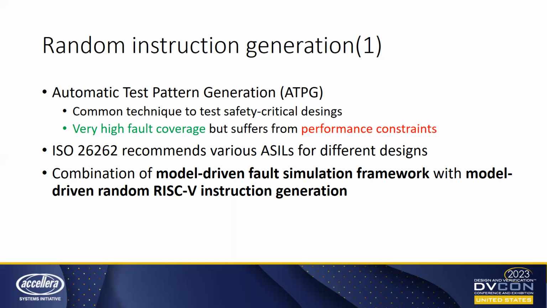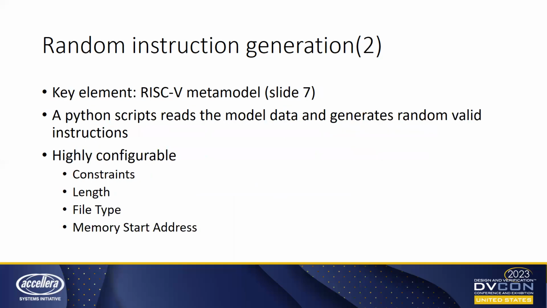And thus, we do not need to have very high fault coverage for every part of the design. So it's possible to combine the model-driven fault simulation framework, which I explained before, with a model-driven random RISC-V instruction generation. The key element of random instruction generation is the RISC-V meta model, which I explained in slide 7.